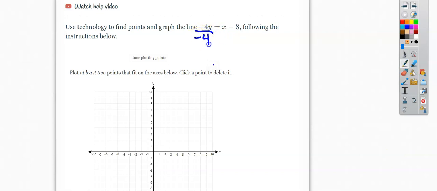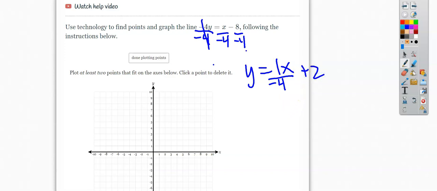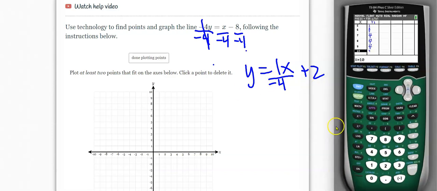So I'm going to divide every term by negative 4, right? So I get y is equal to, and I have x over negative 4. X over negative 4, which is also known as 1x, right? And so now I can see the fraction is negative 1/4. So this is what I'm going to type in my calculator. And I'm going to generate a table.